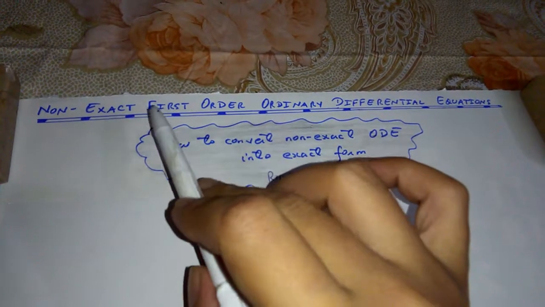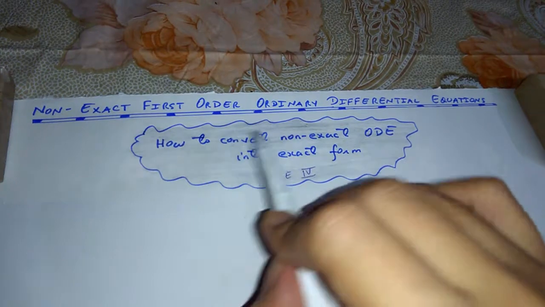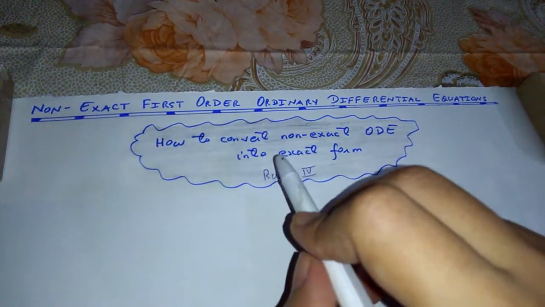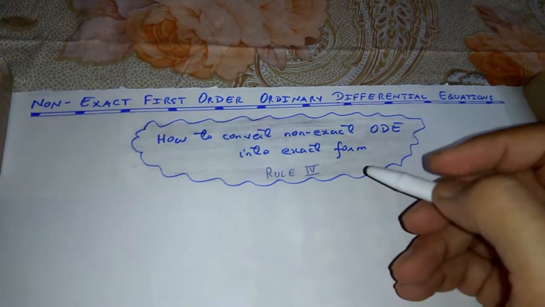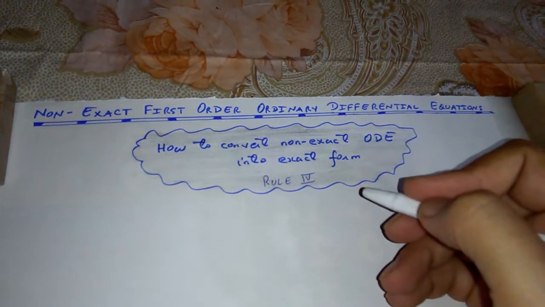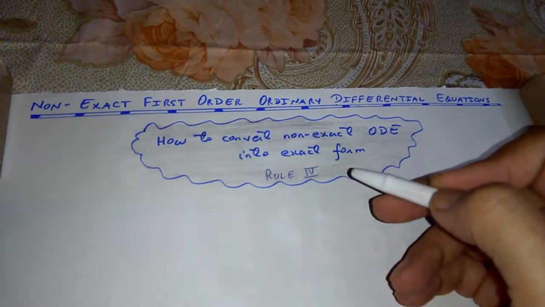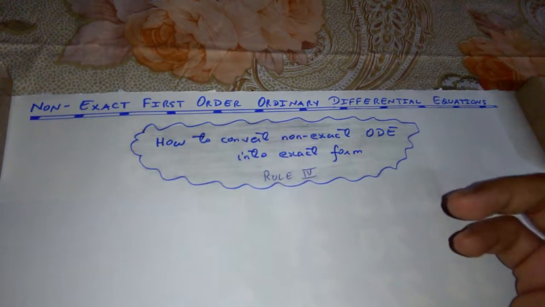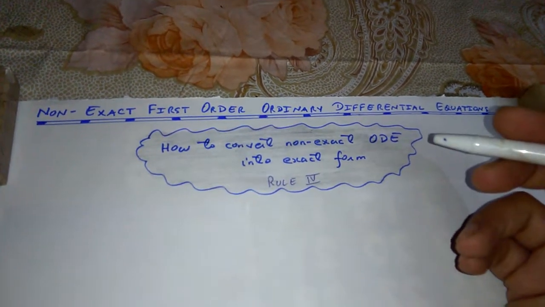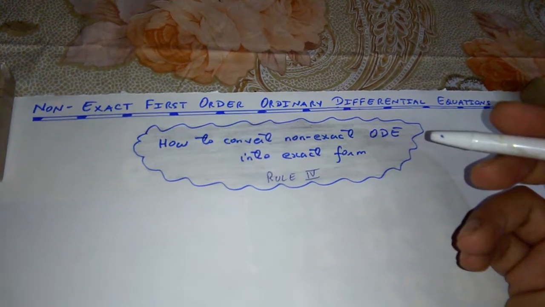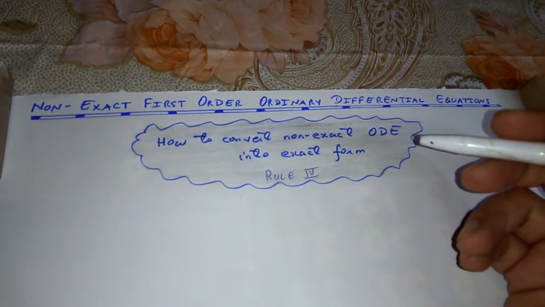In today's video we are going to discuss the last topic of the relative series, that is how to convert the non-exact ordinary differential equation into exact form. We are going to discuss the last rule. The first three rules, and the video relating to how to solve exact differential equations of first order, have already been discussed. You can see the relative links in the description box for a more exhaustive overview.